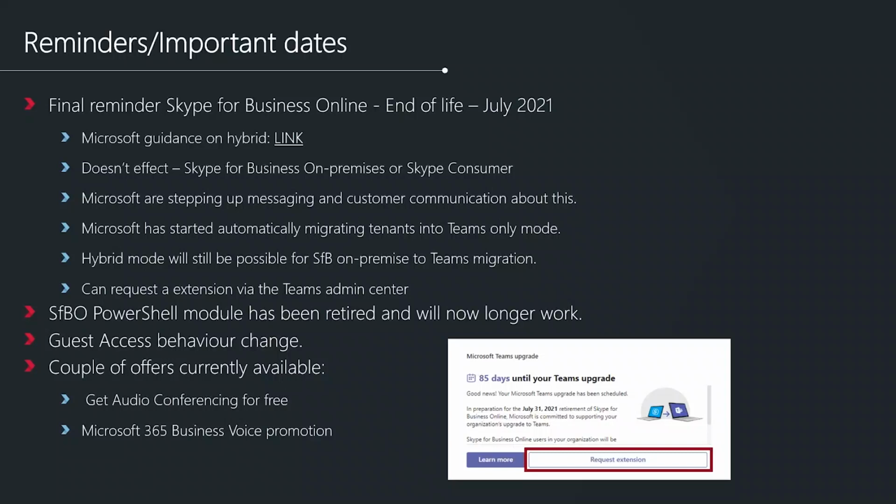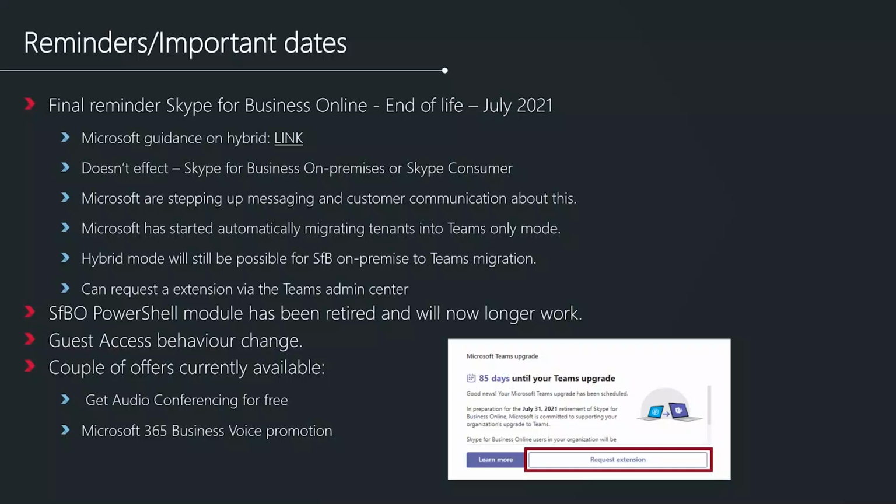If you are on Skype for Business Online, please do reach out to your account manager ASAP, and we can do our best to help you with that. The Skype for Business Online PowerShell module is now fully retired and has actually stopped working. So if you have any scripts or automations which are using that, please do update them so you can continue to get service.